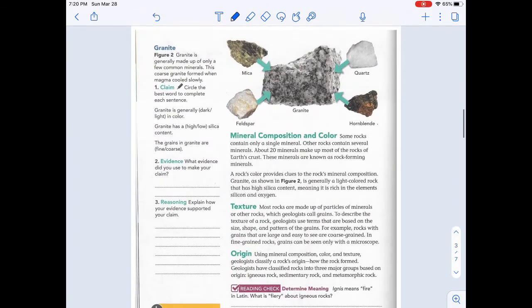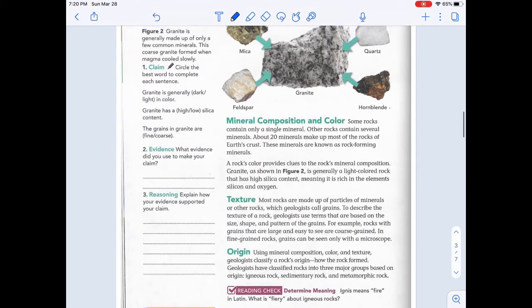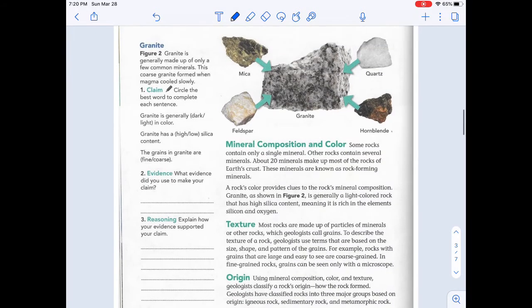On the next page, you're reading about mineral composition and color. So in our last reading assignment, we learned about minerals, and we learned that minerals are naturally occurring, inorganic, solid, and have a definite chemical structure. So in this picture, you're seeing the rock granite right here, and it's showing you that the different colors that are shown in the rock are actually different minerals. So a rock is just simply a mixture of minerals that have been stuck together.